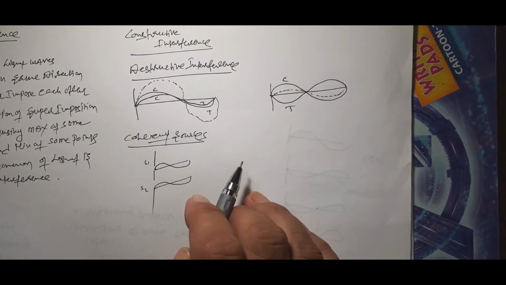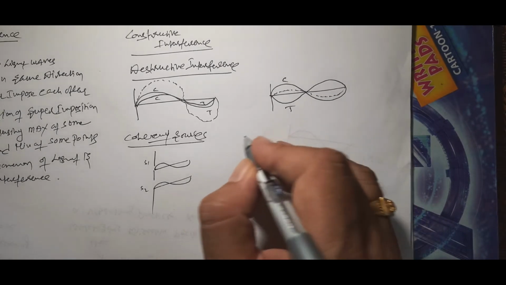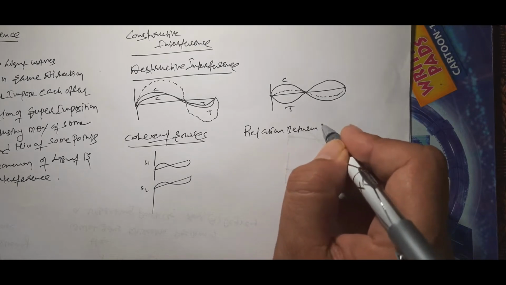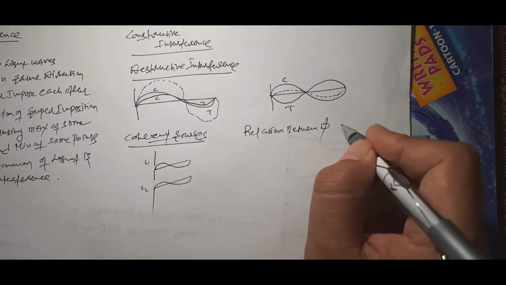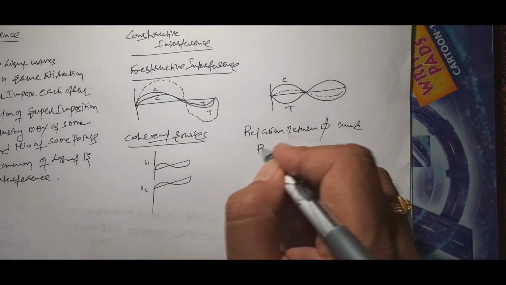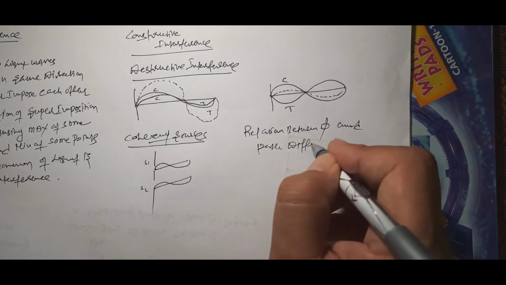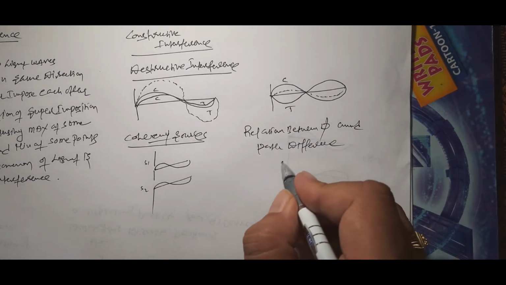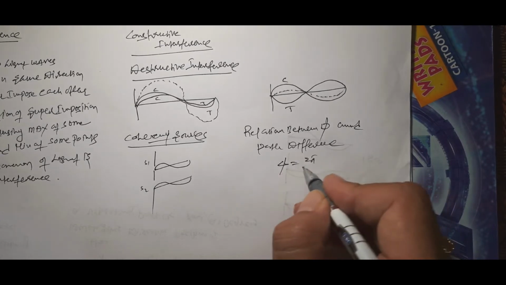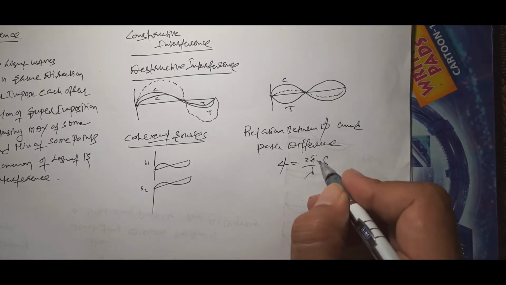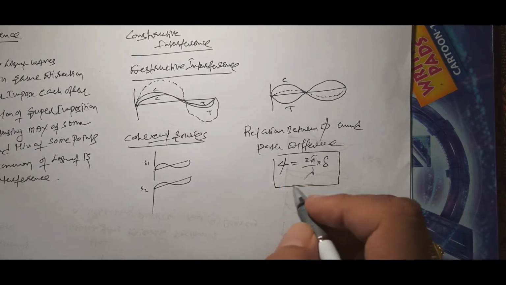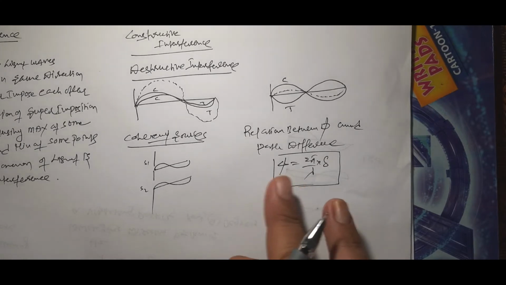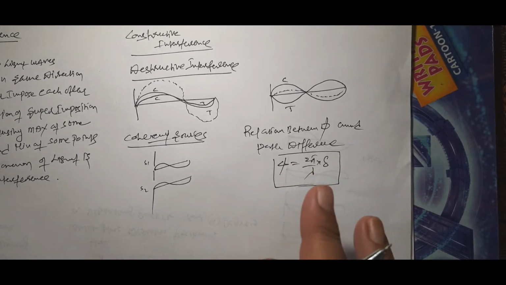Now we are going to discuss the relation between phase difference phi and path difference. So phase difference phi is equal to 2 pi by lambda into path difference delta. This is a very important formula. This formula is nothing but a relation between phase difference and path difference.